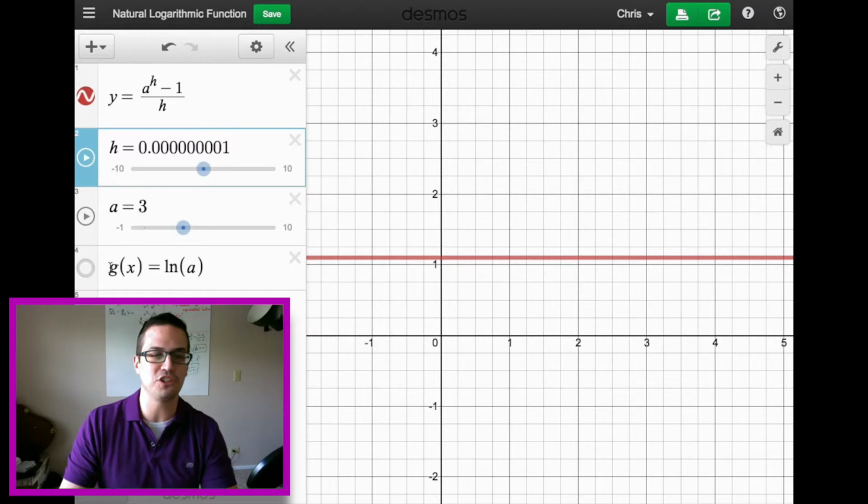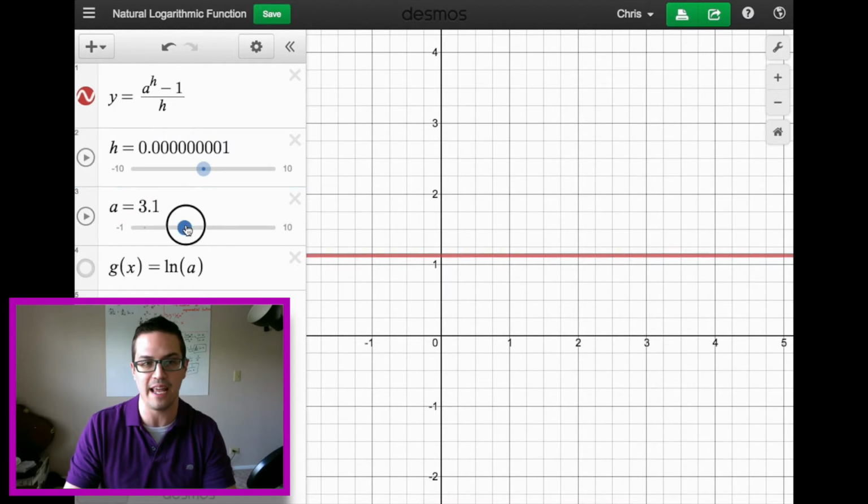Okay, then I have right here g of x is equal to ln a. Again, a is equal to 3 here. So g of x is ln 3, and then up here, this a right here is also equal to 3, so it graphs this out. I can change this a value, and the graph is going to move accordingly.